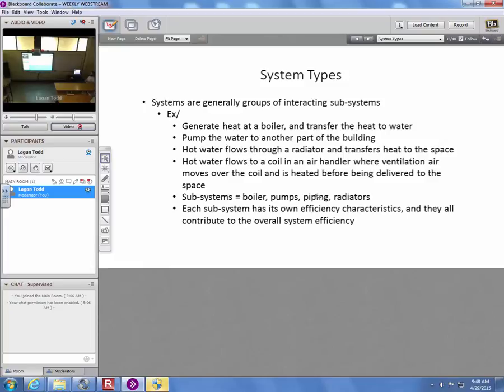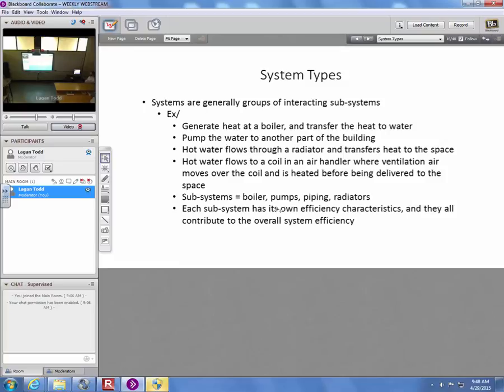The piping, we don't generally quantify it, but we know that if we undersize the piping, then the pump has to do a lot more work. And the radiators have some heat transfer efficiency, right? So there are efficiencies for all these different things. So how can you possibly quantify the efficiency of the whole system? Well, you can, it takes some work.